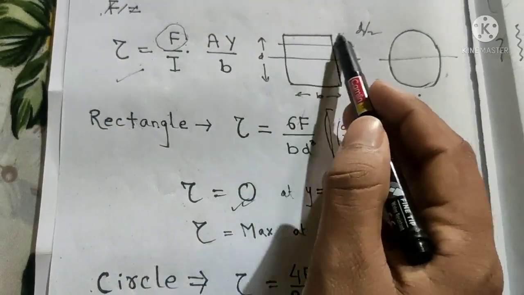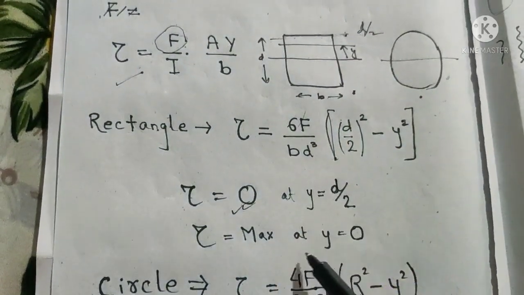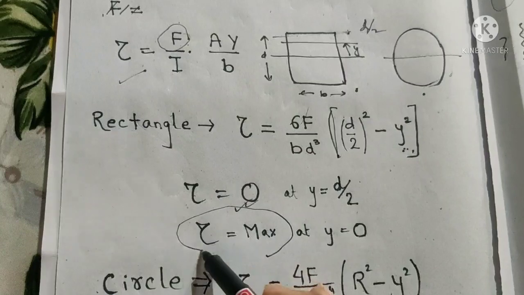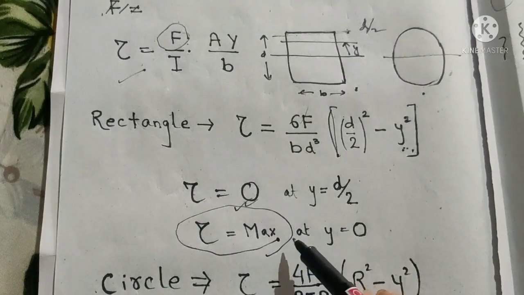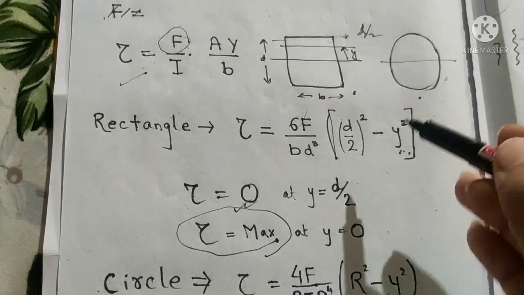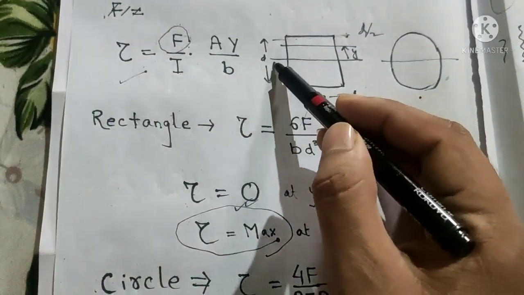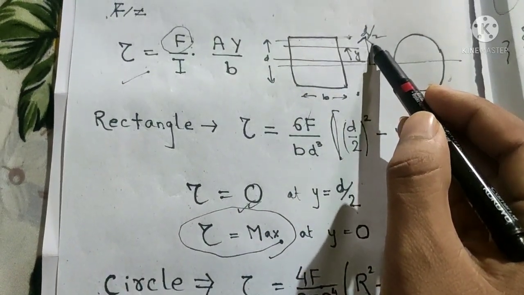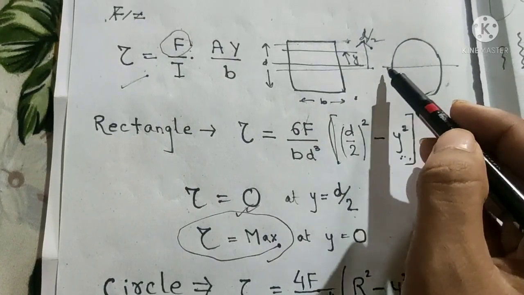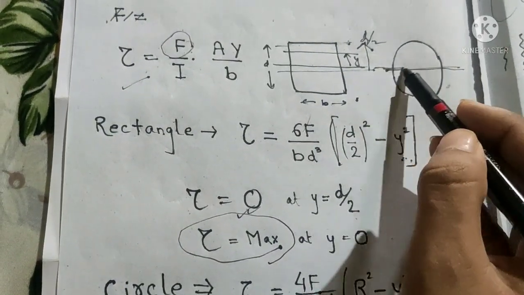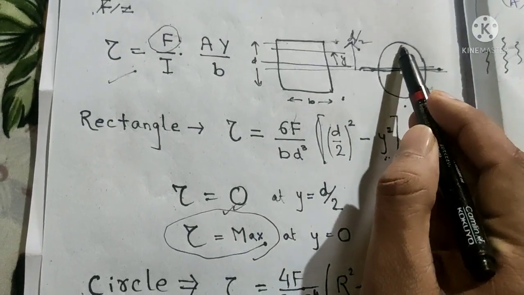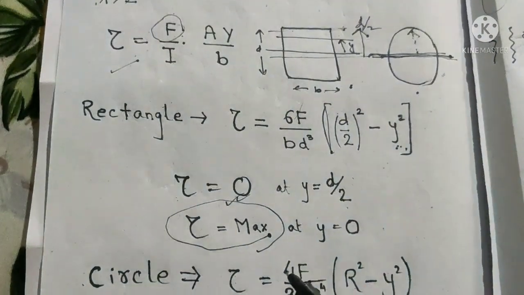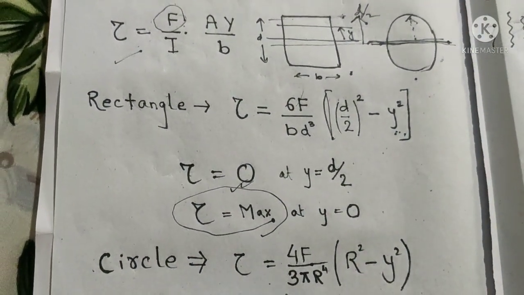So the shear stress at the extreme is 0, and if we put y equal to 0, then we will get the maximum value of shear stress. We can conclude that shear stress is maximum at the neutral axis and minimum towards the outer. This means we would need much more material towards the neutral axis, but less material as we move away from the neutral axis. So for a circle, the formula is like this.